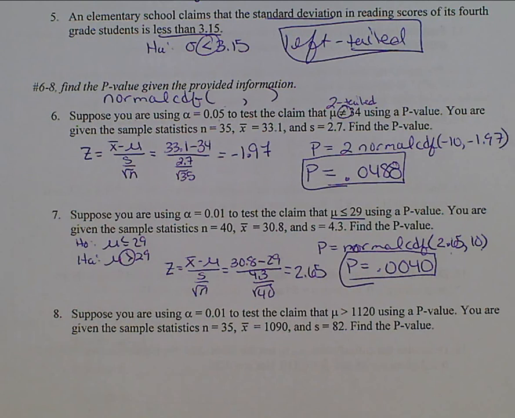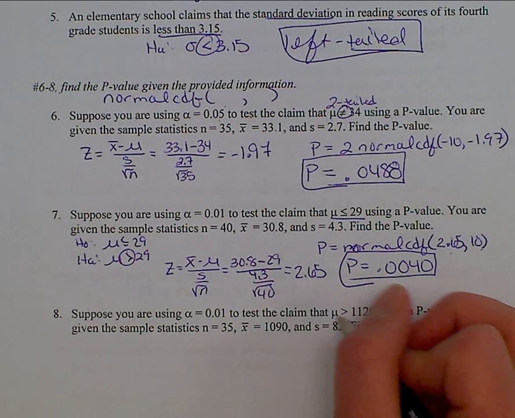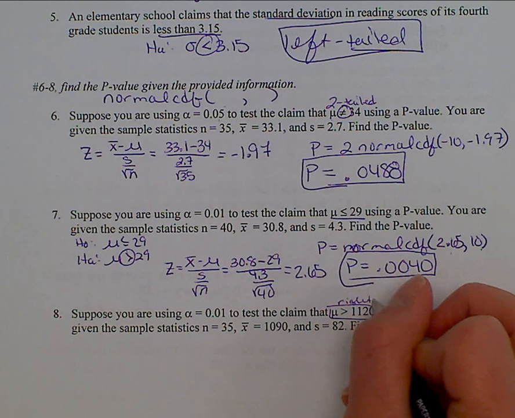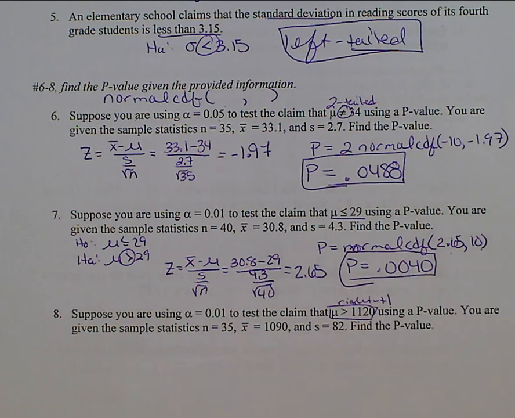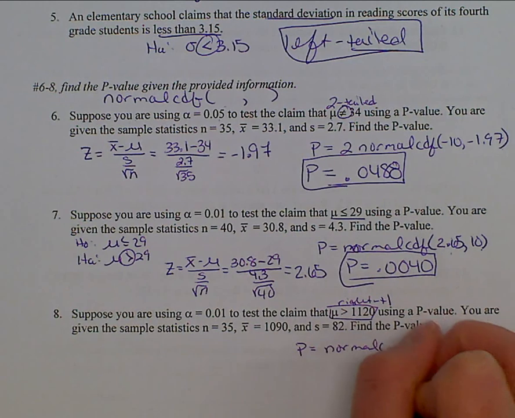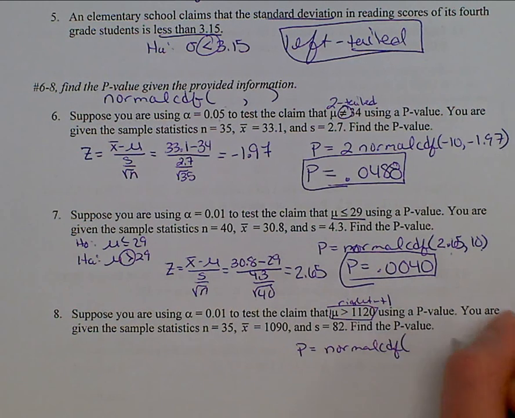Number 8. We're given the alternative hypothesis here. This means that we have a right-tailed test. So I know that, again, to find my p-value, I'm going to be doing normal CDF, whatever my z-score is, to the right, which means all the way to 10. So I'm going to calculate my test statistic.